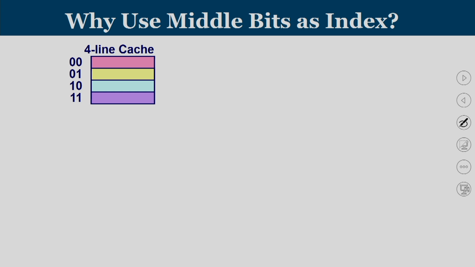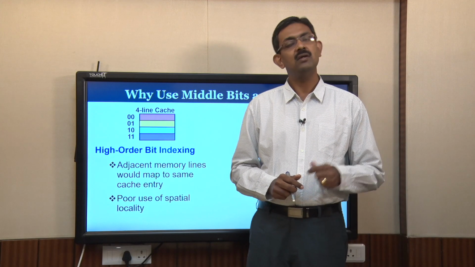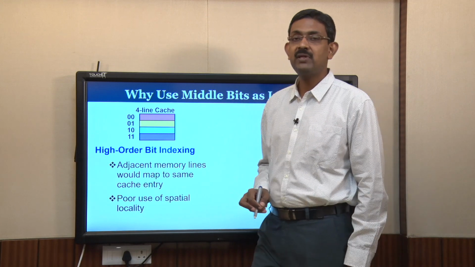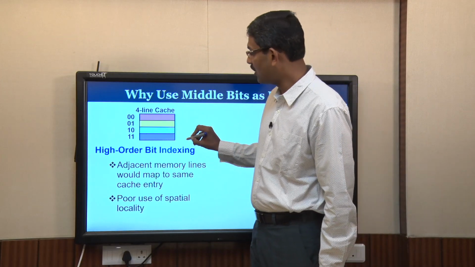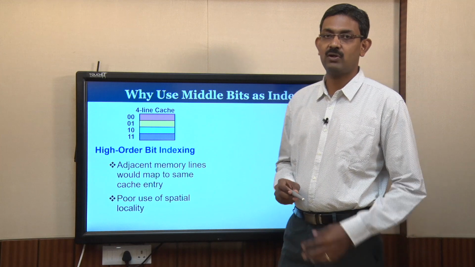We can call the blocks 00, 01, 10 and 11. Now if we use higher order bit indexing in the address, adjacent memory lines will have adjacent main memory blocks whose most significant bits are common. So when you map, if the indexing is based on higher order bits, they all will map into the same location. That means we cannot make use of spatial locality.